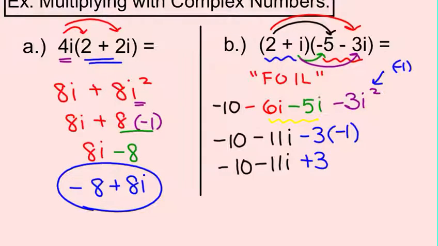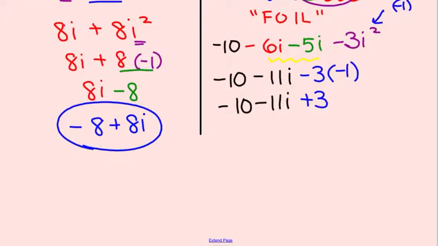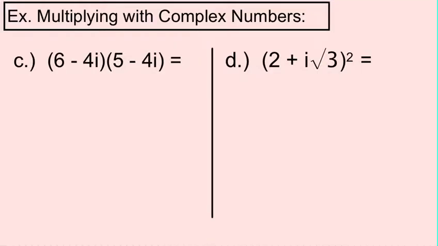I have like terms again. With -10 and +3, that becomes a -7, and then minus 11i. This is in standard form. You have the real part first, then the imaginary.